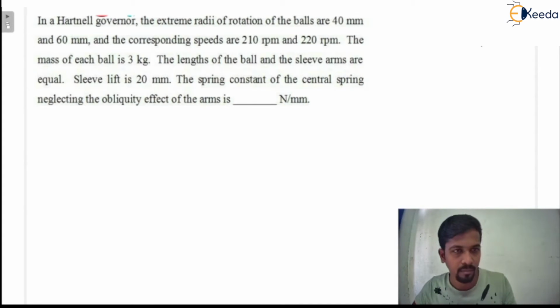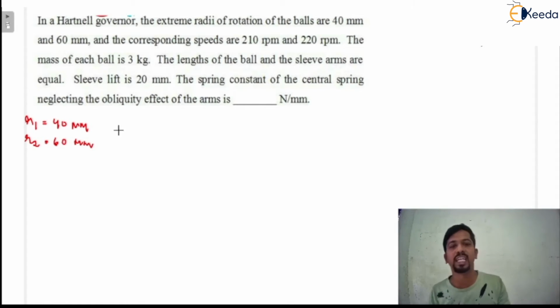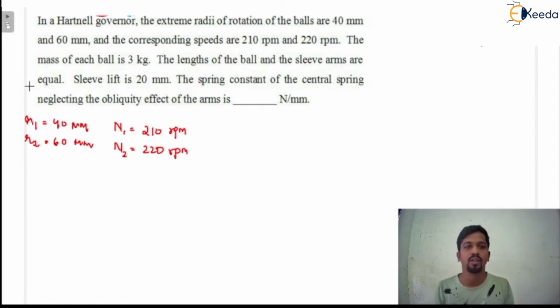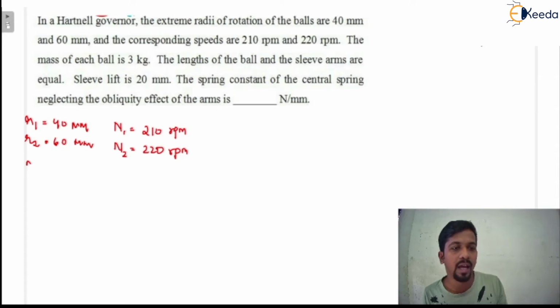So I am considering the given data: R1 is 40 mm and R2 is 60 mm, with the corresponding speeds, that means N1 is 210 rpm and N2 is 220 rpm. That is given in the question. The mass of each ball, that means small m, is equal to 3 kilogram.